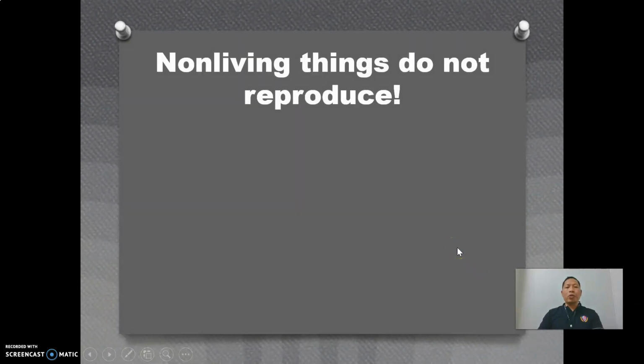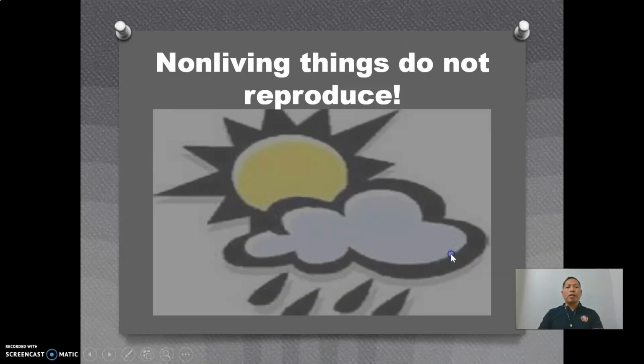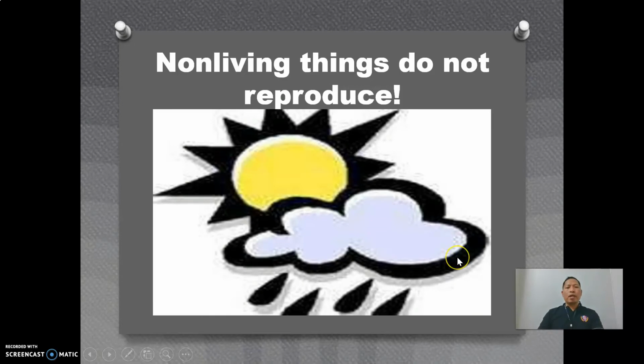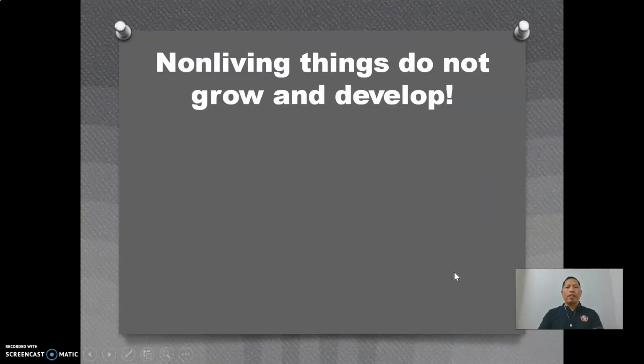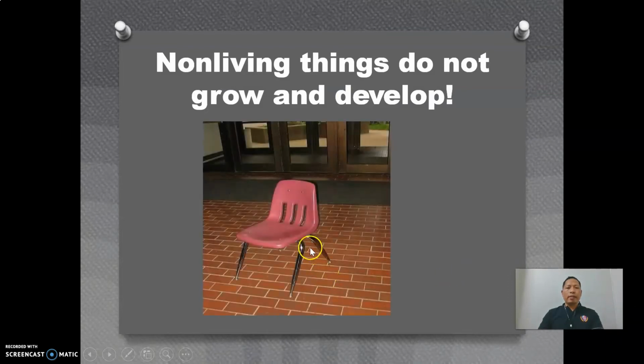Non-living things do not reproduce, meaning an example of this is the sun. It's not a living thing. Non-living things do not grow and develop, like a chair, a plastic chair, and also the floor, the window, or the door. Okay?